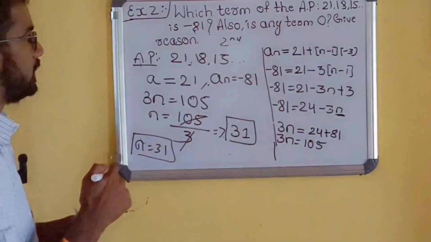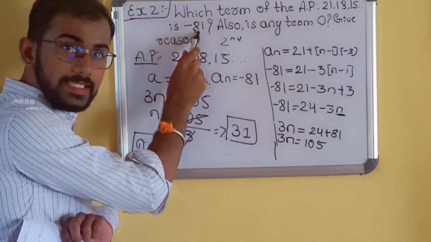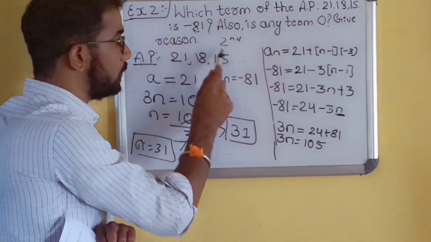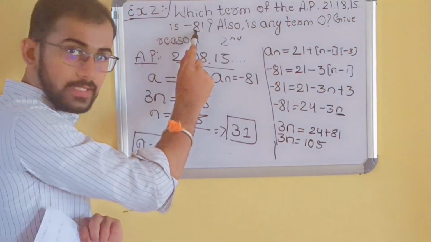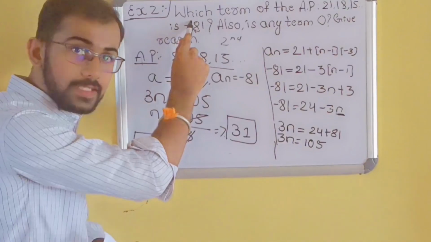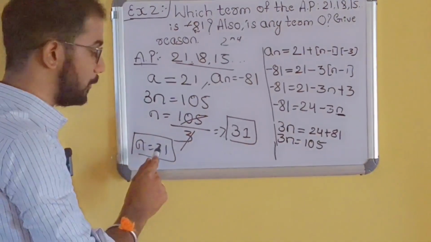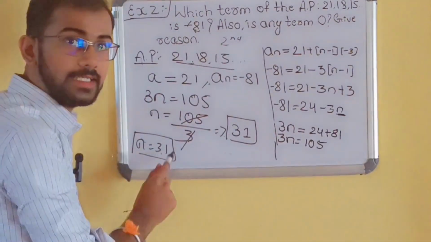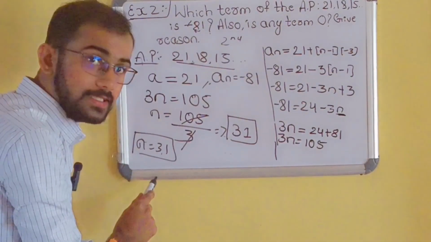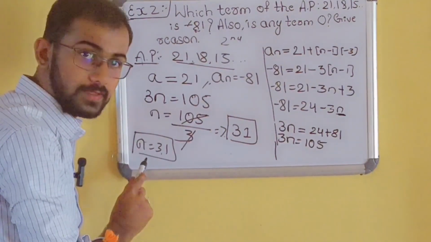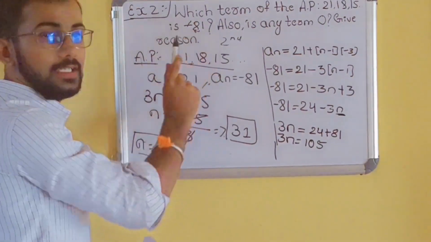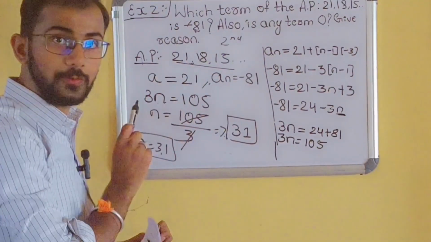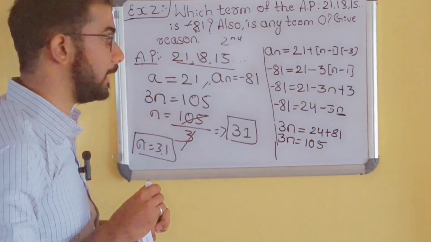Now the conclusion is: in this sequence, the number minus 81 is present at position number 31. So 31 is the position of the number in the sequence in which minus 81 is present. This is how we have to calculate this type of example.